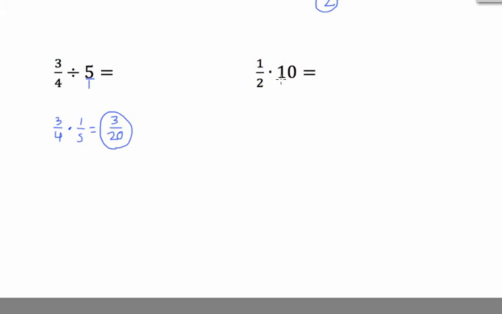1/2 times 10. Again, make the 10 into a fraction by putting it over 1, and then multiply straight across. 1 times 10 is 10, 2 times 1 is 2, 10 over 2. Again, you can just use that as a divided by sign. 10 divided by 2 is 5, so the answer is 5. Or if you reduce like normal, you divide a 2 out of both top and bottom, giving you 5 over 1, which is equal to 5. If you think of saying this, multiply means of, half of 10, you can also come up with 5 pretty quickly. Half of 10 is 5.